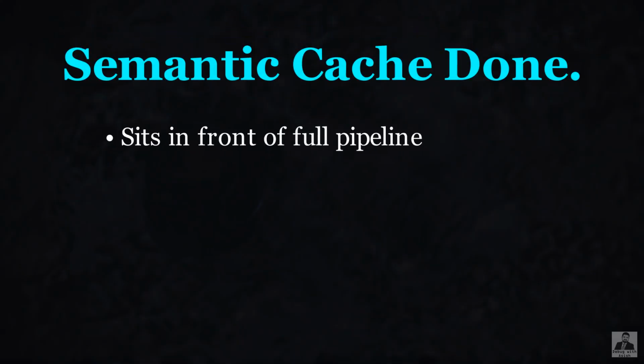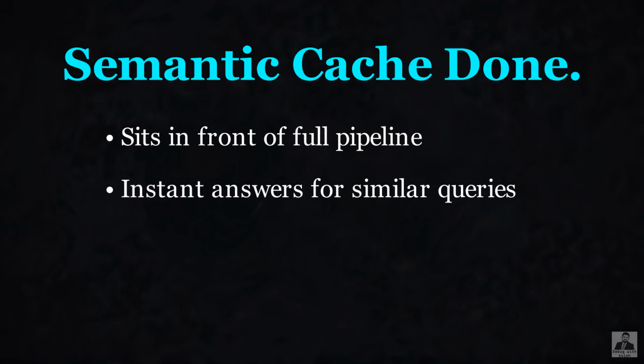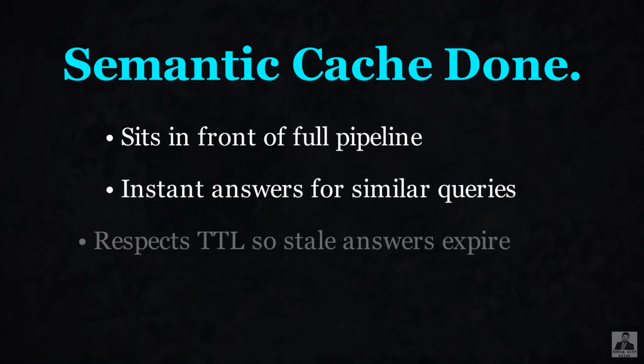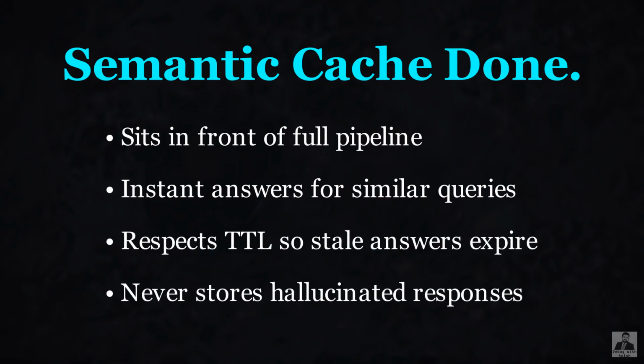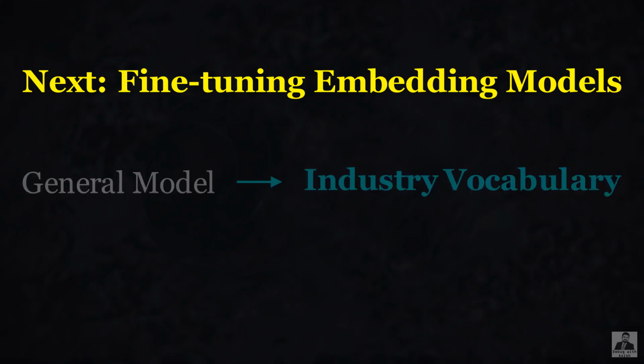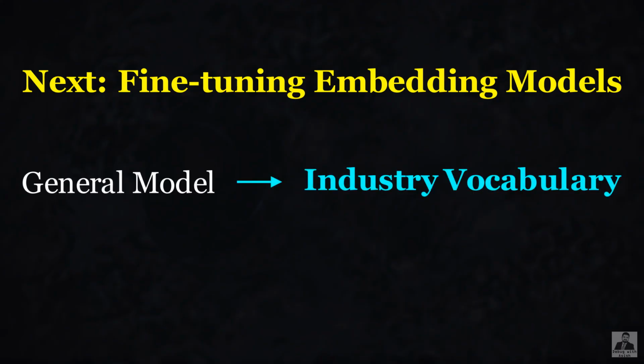You now have a semantic cache that sits in front of the full pipeline, returns answers instantly for similar questions, respects the time to live so stale answers expire, and never stores a hallucinated response. In the next episode, we cover fine-tuning embedding models on domain-specific data. When the general-purpose OpenAI embedding model does not understand your industry vocabulary, fine-tuning closes that gap dramatically.